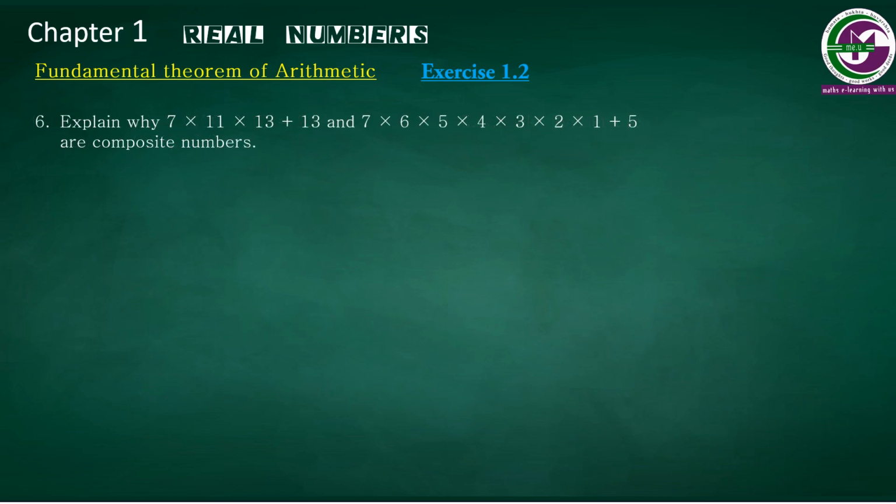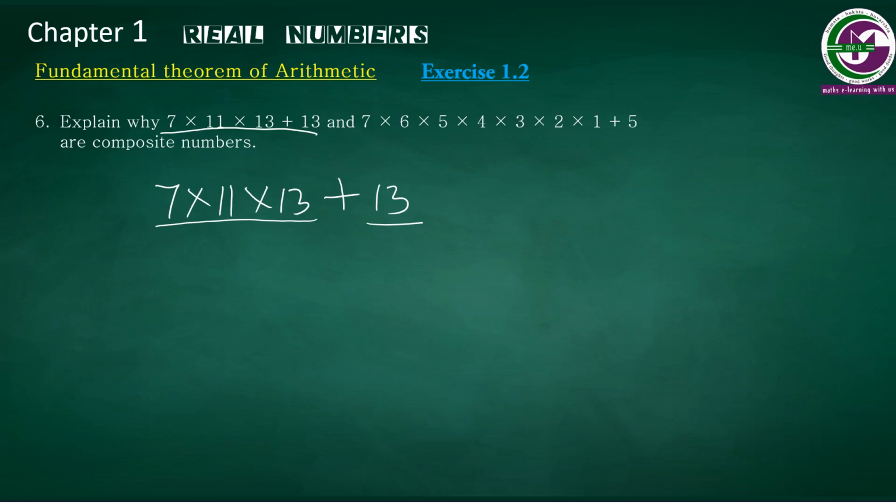Now, sixth question. Explain why 7 times 11 times 13 plus 13 and 7 times 6 times 5 times 4 times 3 times 2 times 1 plus 5 are composite numbers. So first we will take the first one, this one. So it is 7 times 11 times 13 plus 13. We know that the plus or minus sign of an expression divides it into two terms. So in this case, there is one plus sign. So there are two terms in this expression. So 7 times 11 times 13 is one term and another term is 13.